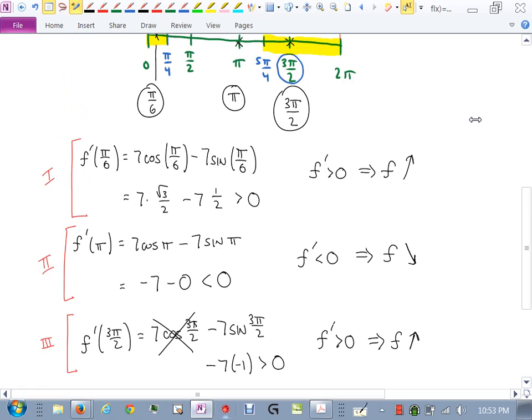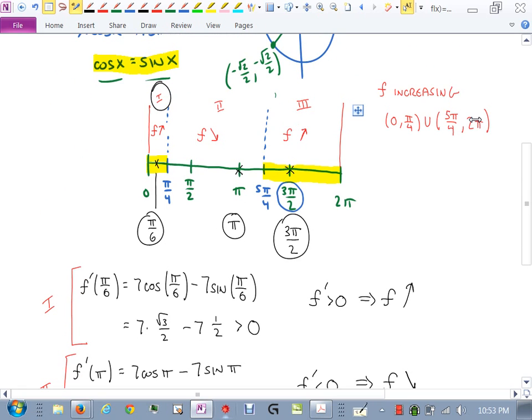All right, now, next thing, we found out where it's increasing. We need to write down where it's decreasing. So f is decreasing, and that's happening here in this blue region. So that is between pi over 4 and 5 pi over 4. All right, so that's it. We've answered the first part of this.